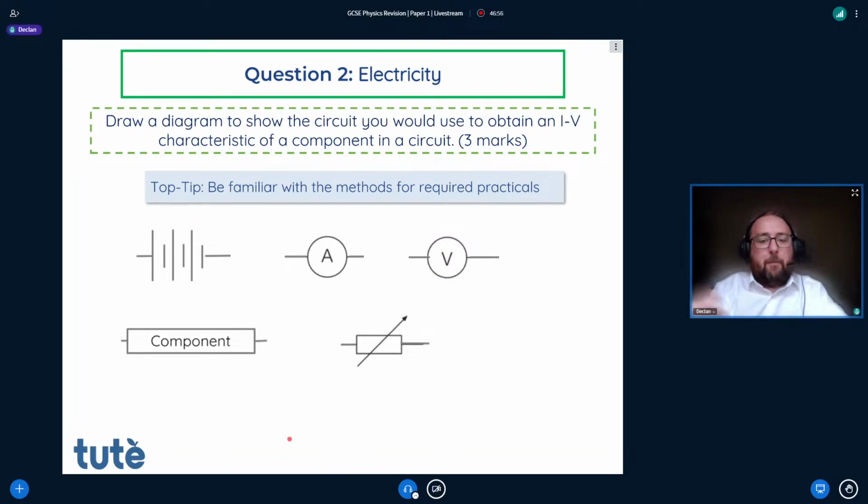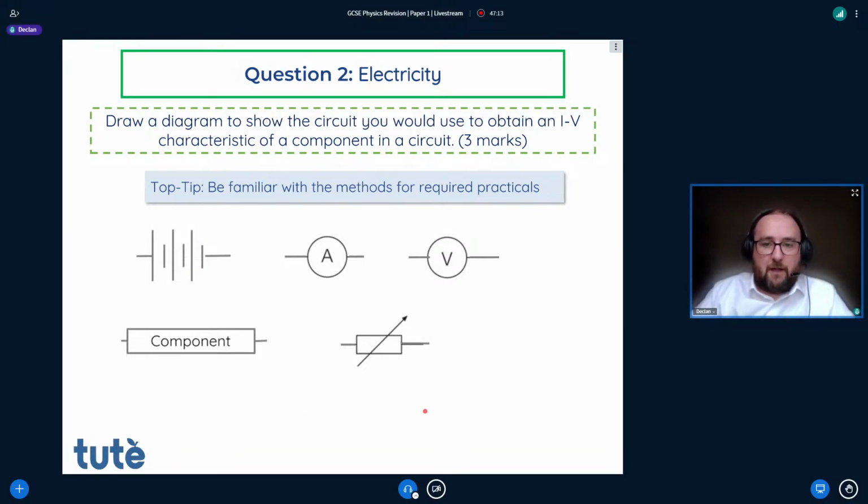And then we need to be able to alter our current so we can record the voltage. And we're going to use a variable resistor for that. So we've got our variable resistor. So now the next step is linking all these up, connecting them up into a circuit. And that's what I would do below.